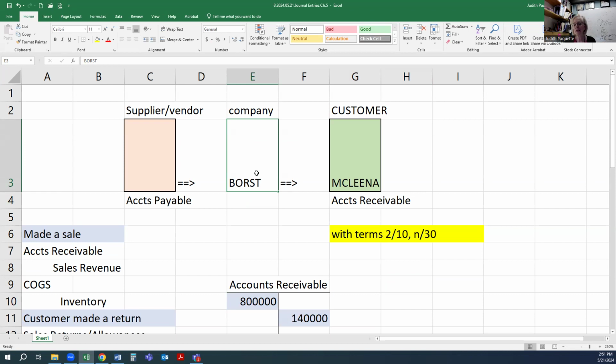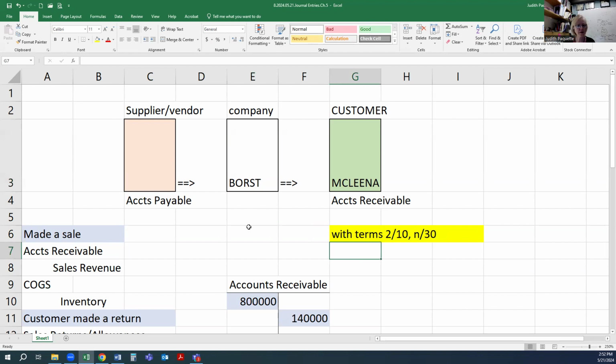Ooh, I haven't seen a 10%, but if they gave a 10% discount, it would be 10/10 net 30, something like that, or 10/5 net 30. I mean, companies can do whatever they want, but I've never seen a 10% cash discount.